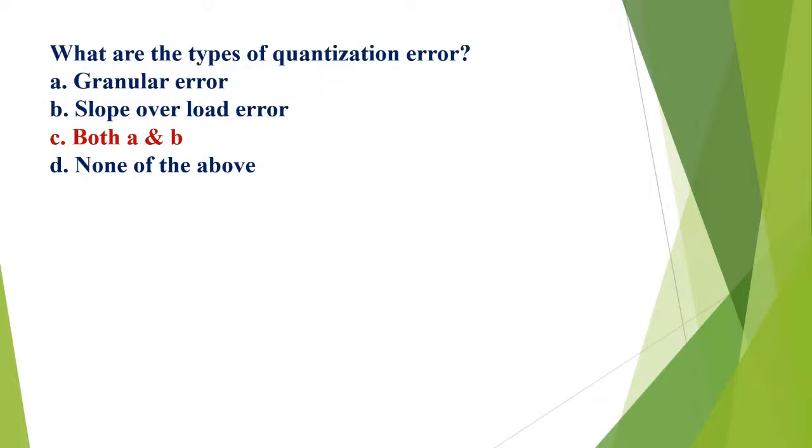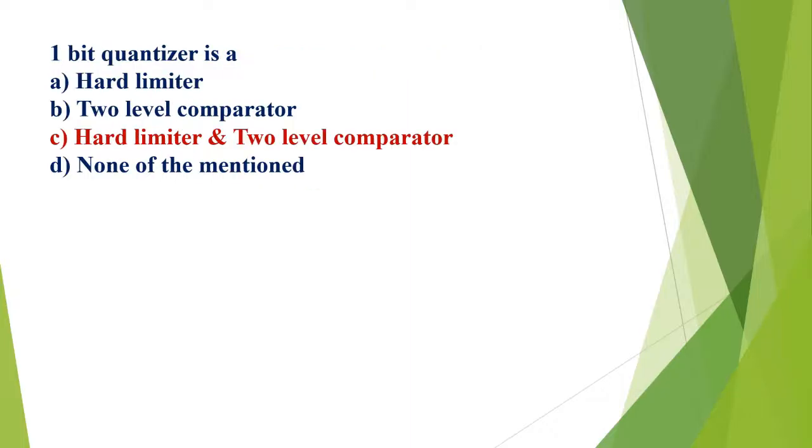What are the types of quantization error? A. Granular error, B. Slope overload error, C. Both A and B, D. None of the above. And the correct option is C. One bit quantizer is A. Hard limiter, B. Two level comparator, C. Hard limiter and two level comparator, D. None of the mentioned. And the correct option is C.